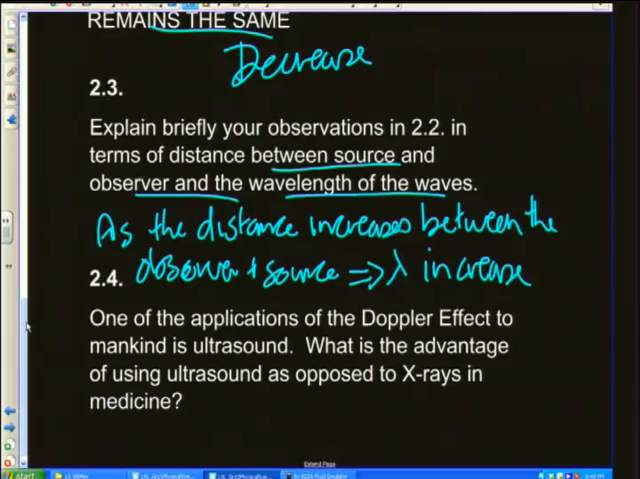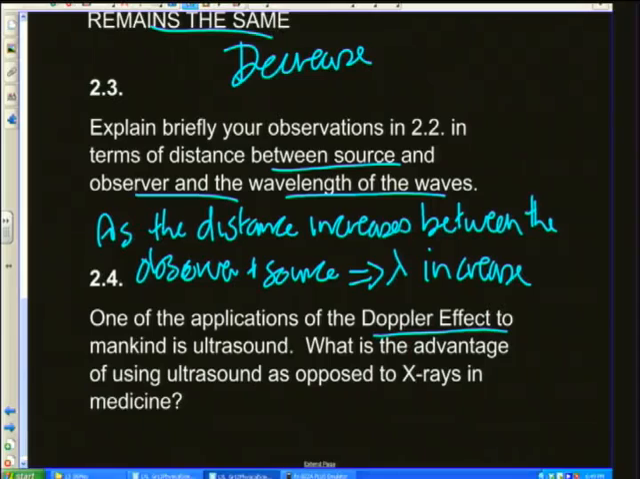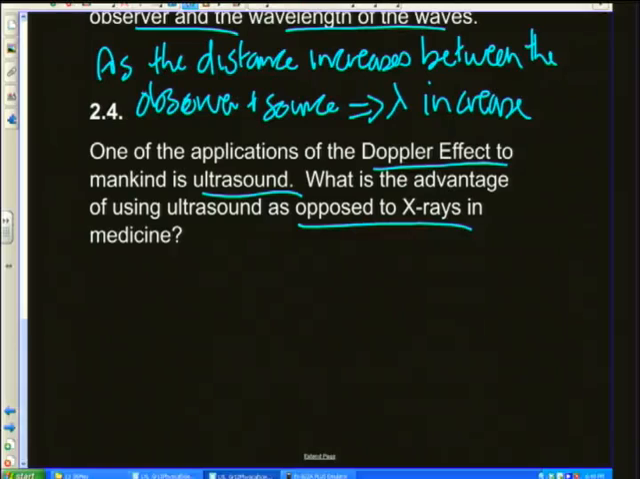Okay, you can draw a picture to illustrate that, but that's exactly the thing. One of the applications of the Doppler effect is ultrasound. What is the advantage of using ultrasound as opposed to X-rays in medicine? Well, ultrasound is not harmful. It's not harmful, and it's slightly less expensive.